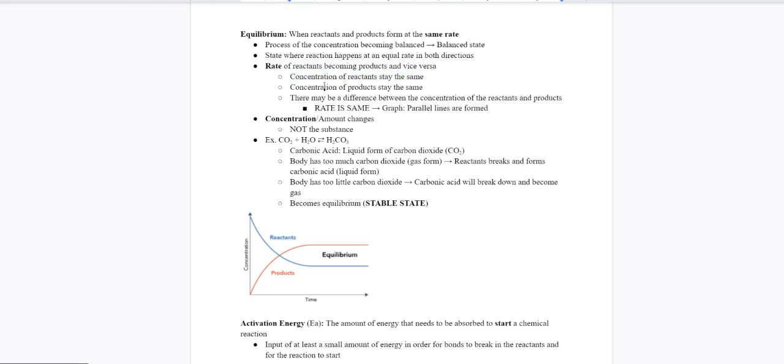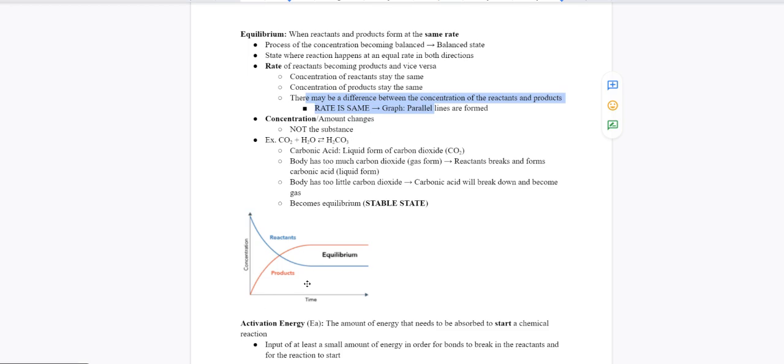However, the concentration of the reactants stays the same as the reactants, and the concentration for the products stays the same for the products. However, the concentration of those two are different from each other. But reactants stay the same as reactants, and products are the same as products. And also the rate is the same.